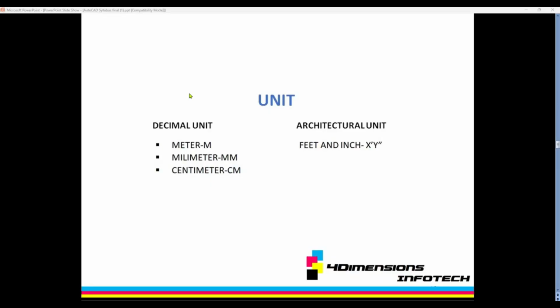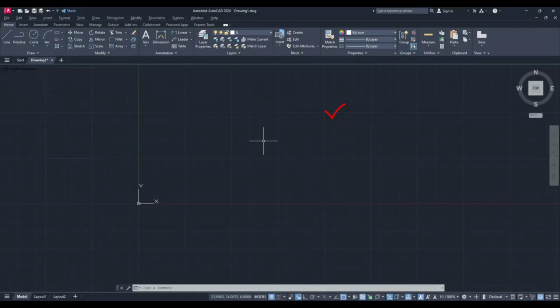Before starting the new work, we have to do the basic setting like unit. In the unit we have two types of unit, that is decimal unit and architectural unit, depending on the requirement. If you want to draw your drawing in meter, millimeter and centimeter, keep your unit as decimal. And if you want to do your drawing in feet and inch, then keep your unit as architectural. Let's start the same thing in AutoCAD now.